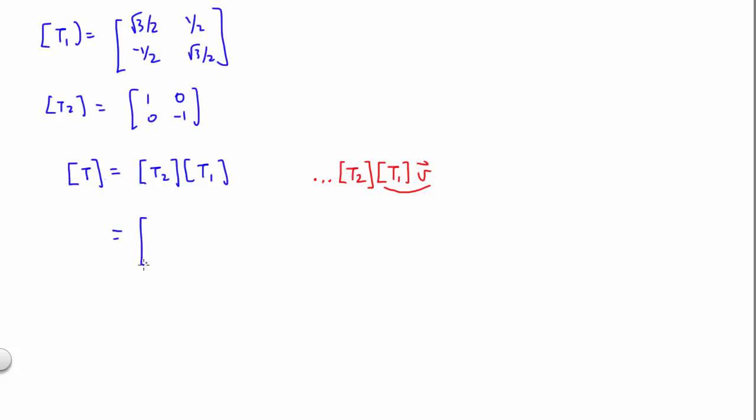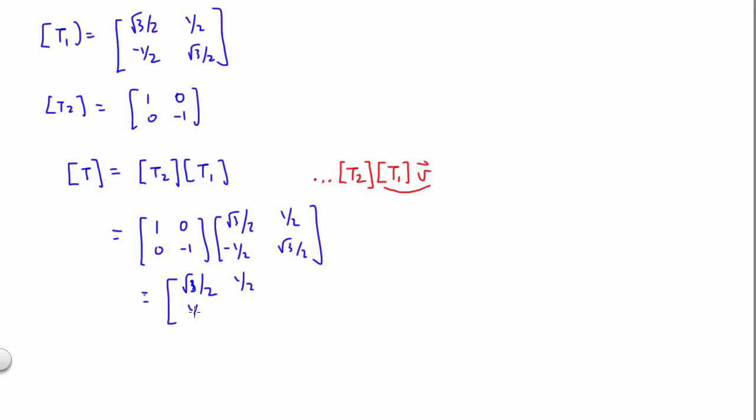To finish off the problem, we'll multiply our matrices, just making sure to write them down in the correct order here. So multiplying through, on the top we've got root 3 over 2 and 1/2, and on the bottom we've got positive 1/2 and minus root 3 over 2, and that gives us the standard matrix for the transformation T.